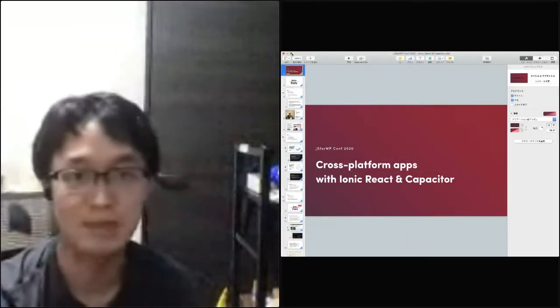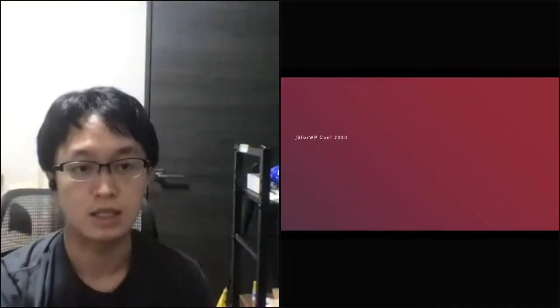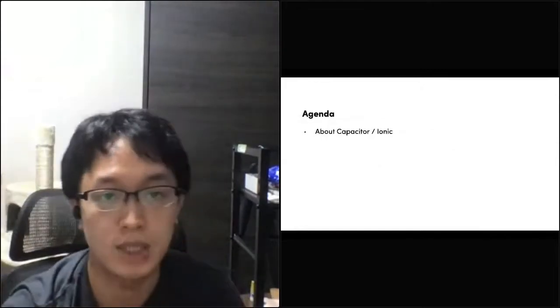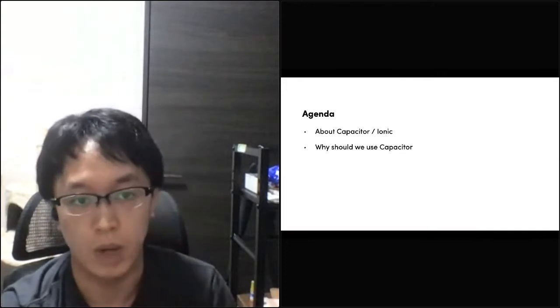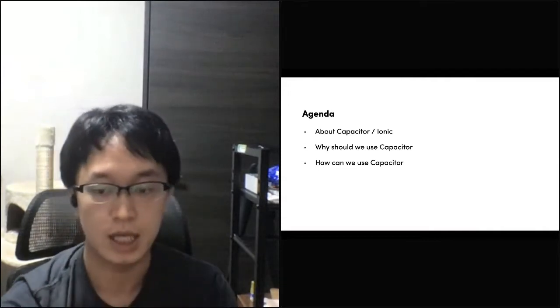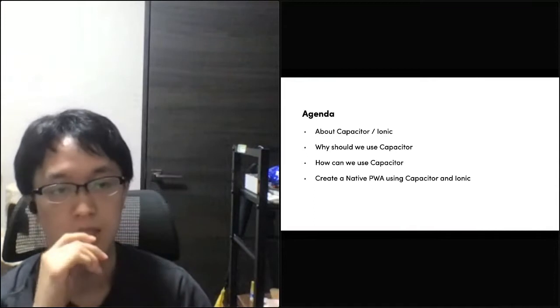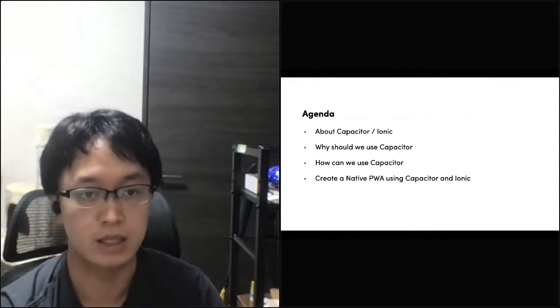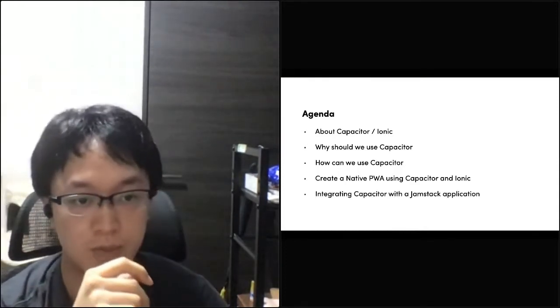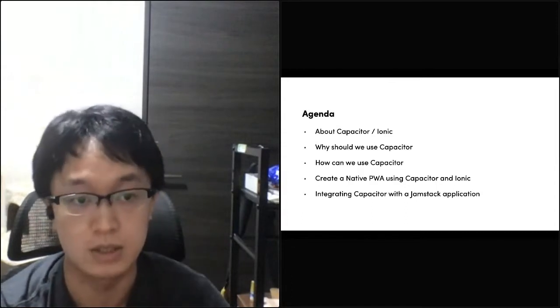Okay, let's begin. Today I will be talking about Ionic React and Capacitor, and today's keyword is native PWA. Not native application, not PWA, but native PWAs. And here's today's agenda. First, introduce Capacitor and Ionic, and why we should use Capacitor. Then learn how we can use Capacitor and Ionic. The next step, show example code for how to create a native PWA using Capacitor with Ionic. And finally, show tips to integrate Capacitor with Jamstack applications.